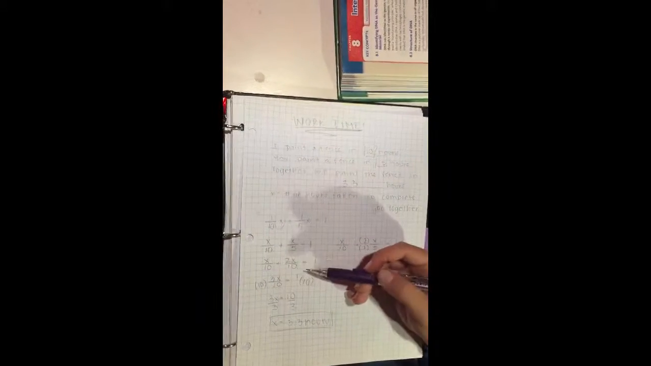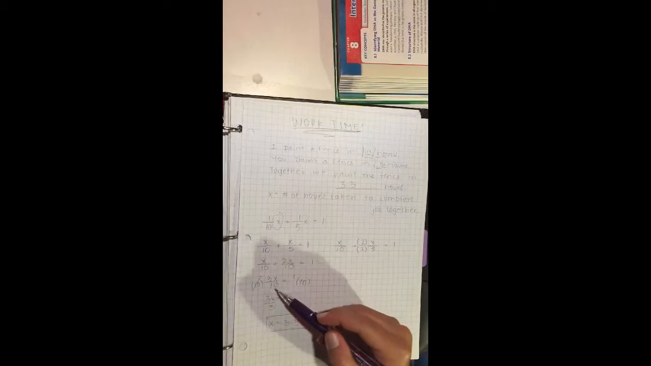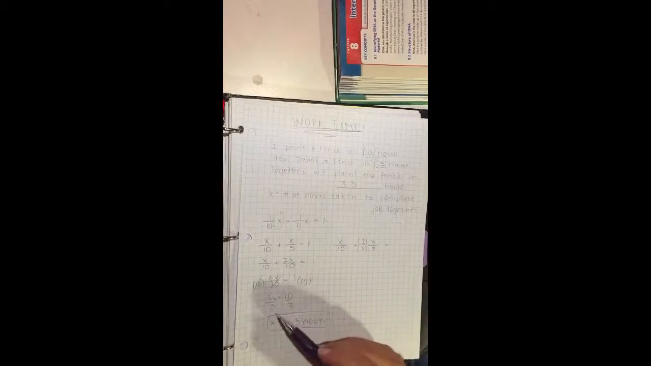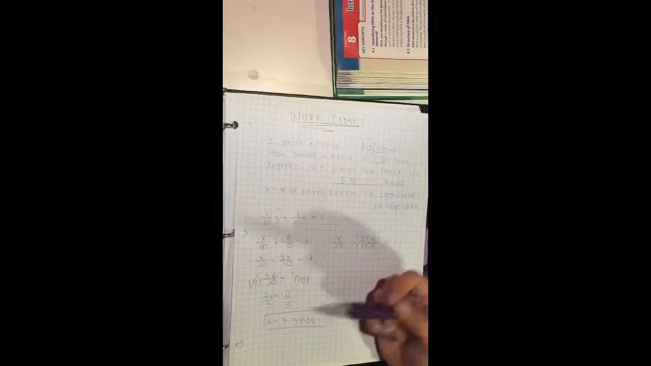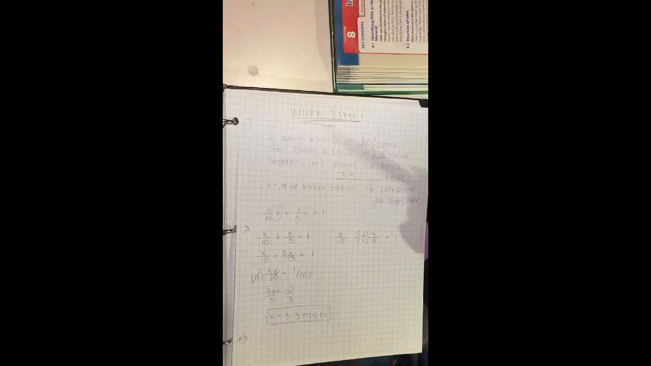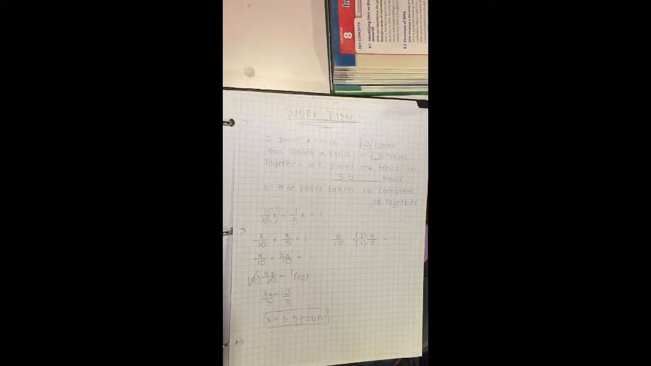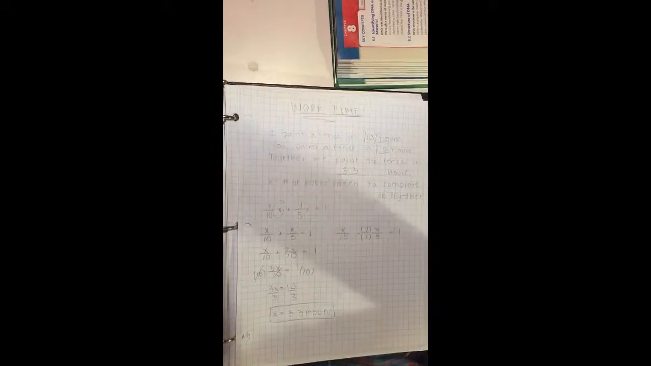And then what we can do is multiply both sides by 10 so that these 10s cancel out. And we're left with 3x equals 10. And then divide both sides by 3, and your final answer would be x equals 3.3 hours. And that is the time it would take us to paint the fence together.